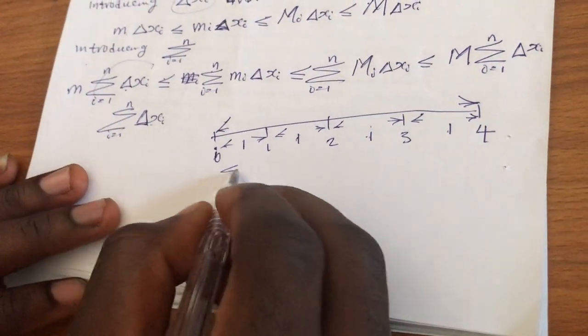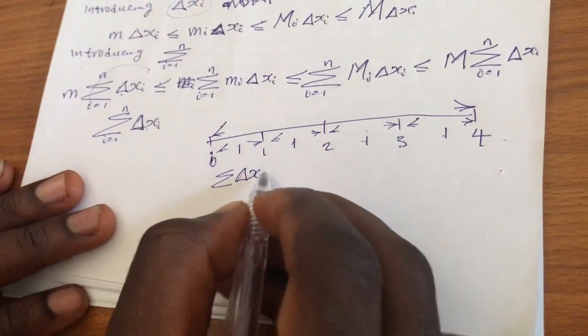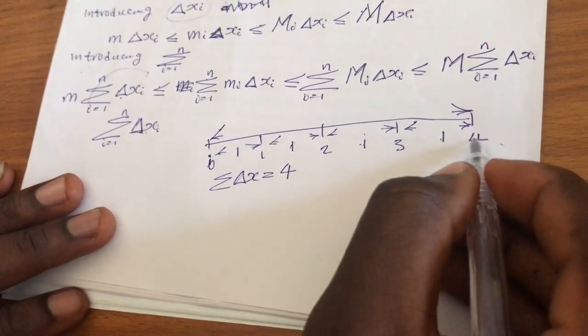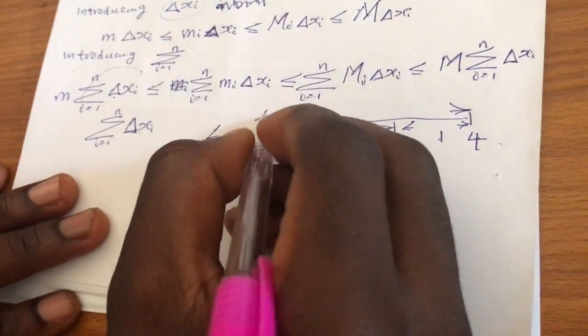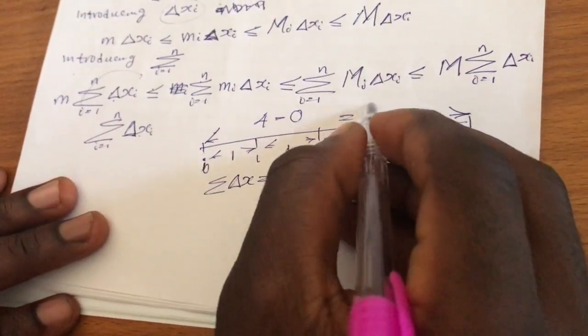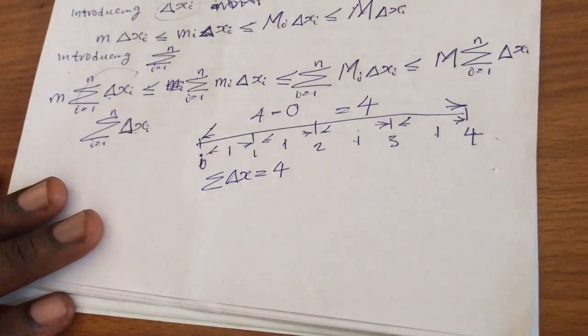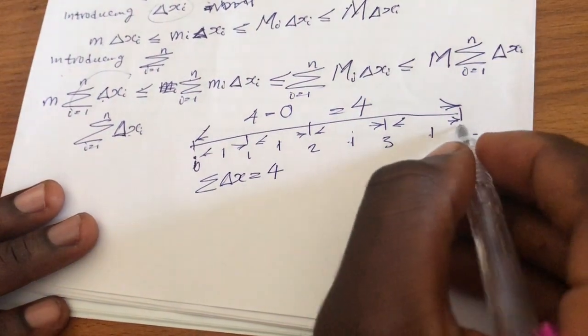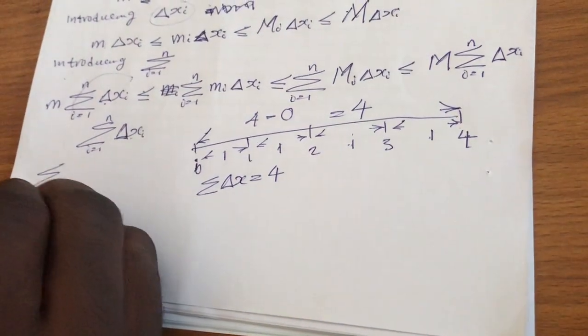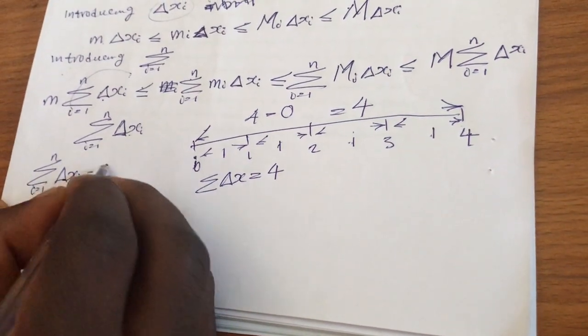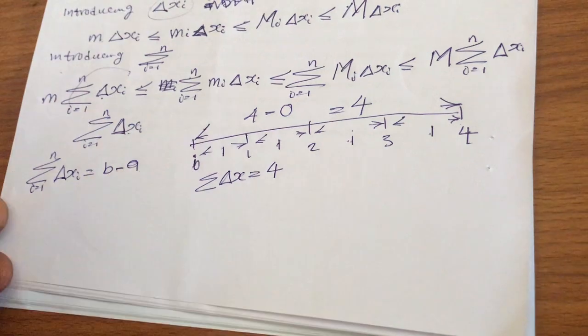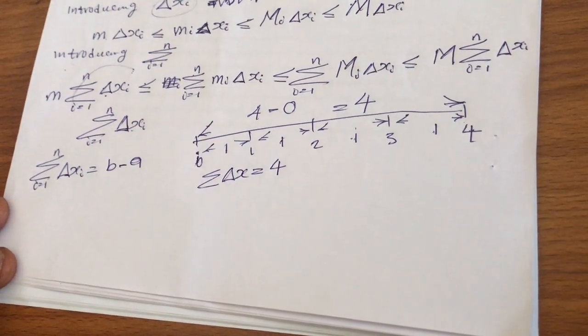This one we sum all the distance that we look for, which is equal to 4. Now let's look for the distance between this endpoint and this endpoint, which is what? 4 minus 0, which is also 4. Do you get it? Indirectly, I can say the summation from i equals 1 to n of delta x_i is equal to b minus a. Do you get it?